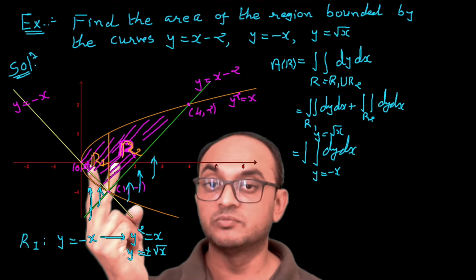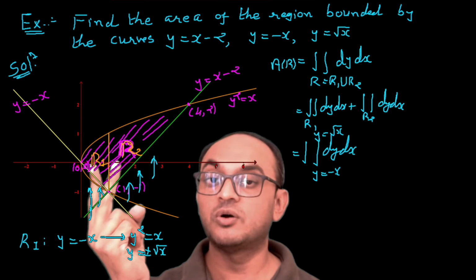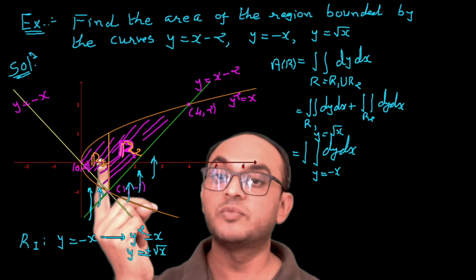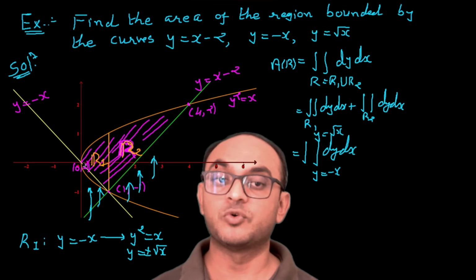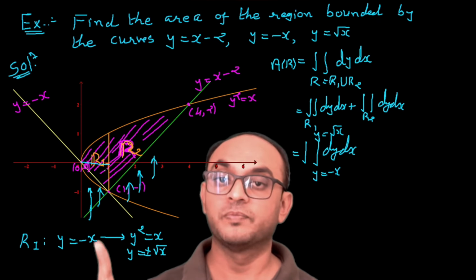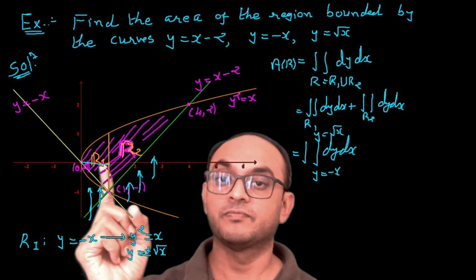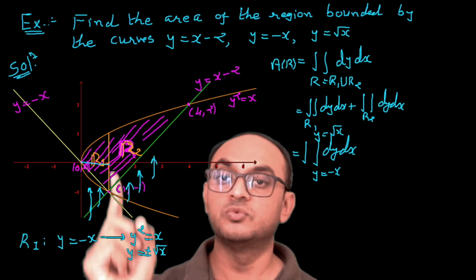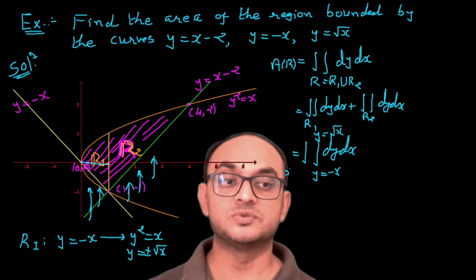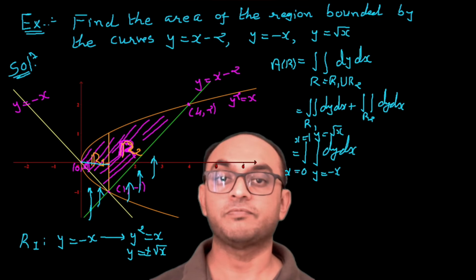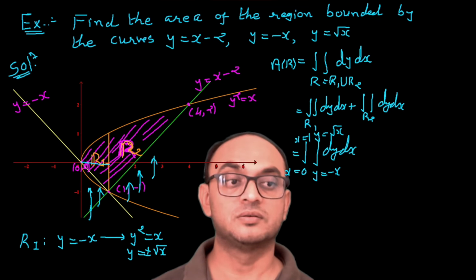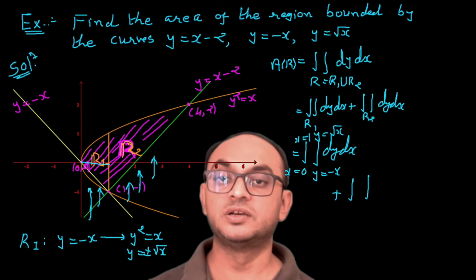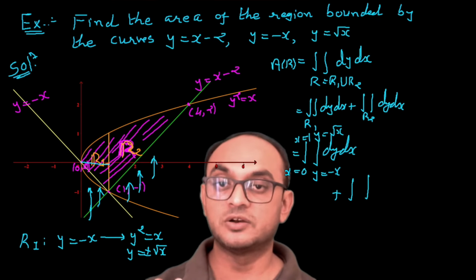Now x must be constant. So how much portion of the x-axis is covered by the region R1? This is the portion, only this much, right? So from x equal to 0 to x is equal to 1, x equal to 0 to x is equal to 1, plus double integration. Now let us write for the region R2.